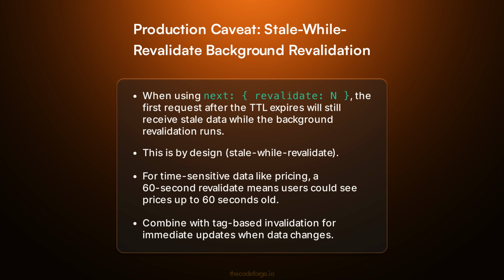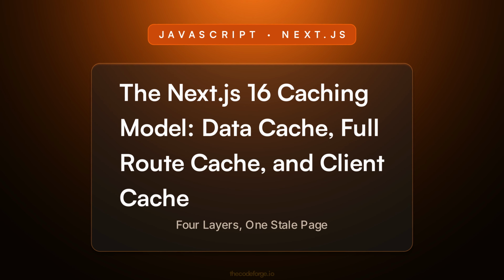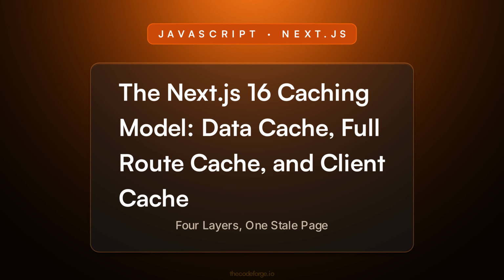The article advises auditing fetch calls but doesn't provide a script. Here's a concrete grep command to find all fetch calls in your codebase and check for explicit cache options, helping you identify missing configurations. Let's break down the Next.js 16 caching model, data cache, full route cache, and client cache, how it works, and the exact mistake behind that failure.